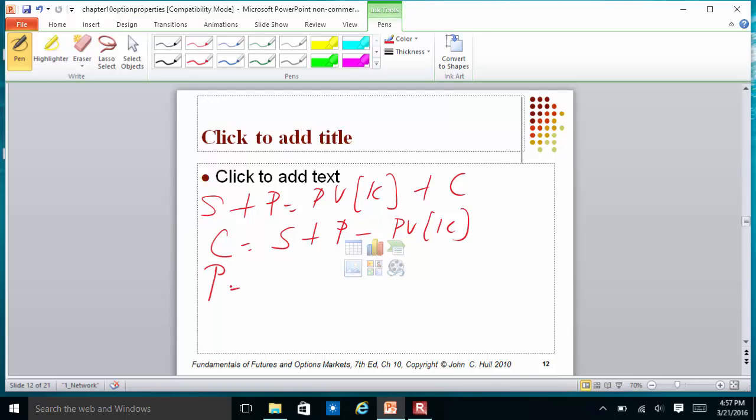Now the put is given by the present value of K plus C minus S. So how do you create the put option? You buy the call, you short the stock, and basically you're depositing the money in the bank. So that's what we see here. I think we'll talk about this in the next class. We'll talk about some numerical problems where you might have to find the call price given the stock price and the put price, or find the put price given the call price and the stock price.